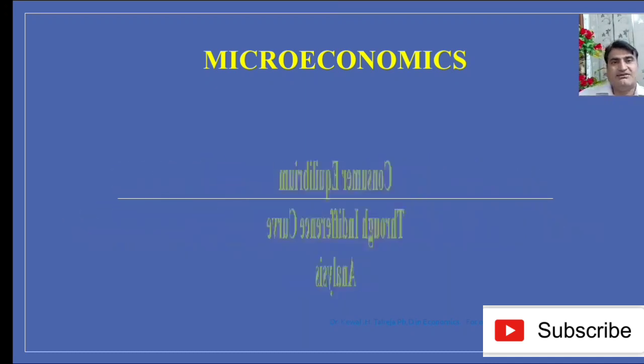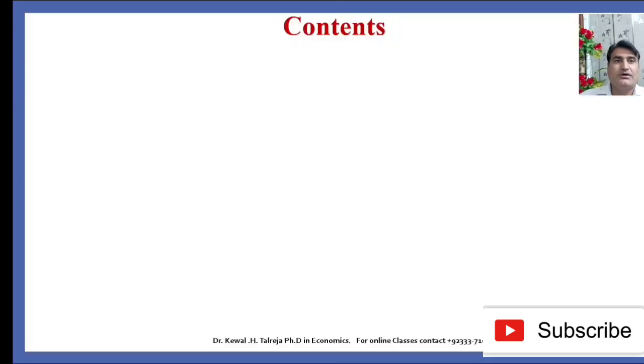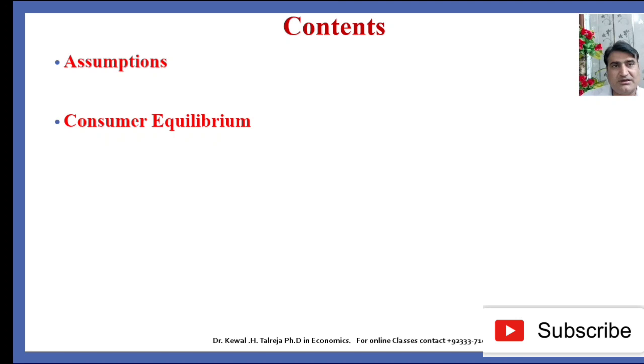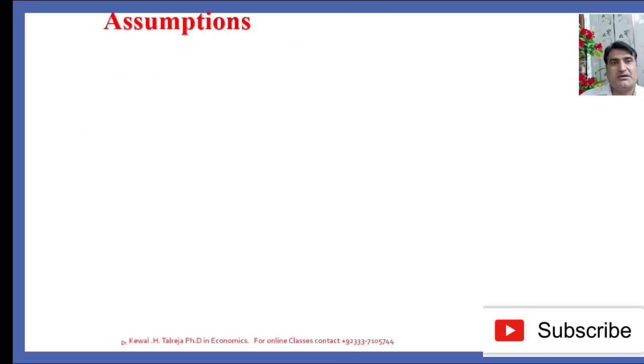Today our lecture is on consumer equilibrium. In this lecture we will talk about how a consumer achieves equilibrium through the indifference curve. So our lecture plan for today is: what are the assumptions of consumer behavior, what is consumer equilibrium, and when consumer equilibrium is disturbed. These things we will cover in this lecture step by step.